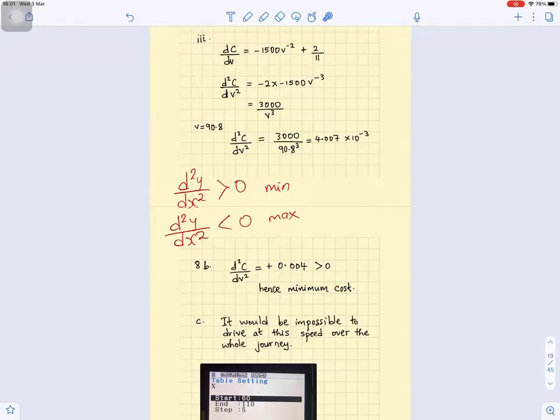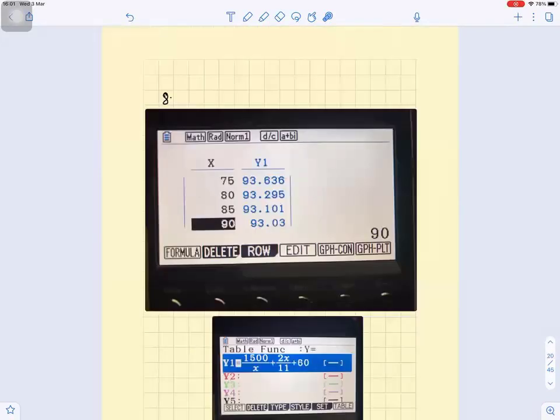For part C, it would be impossible to drive at this speed over the whole journey. Over the whole journey, the speed will change. And in your calculator, if you have the table setting, you start at 60, you end at 110, you go in steps of 5. And I'll show you what you do with that.